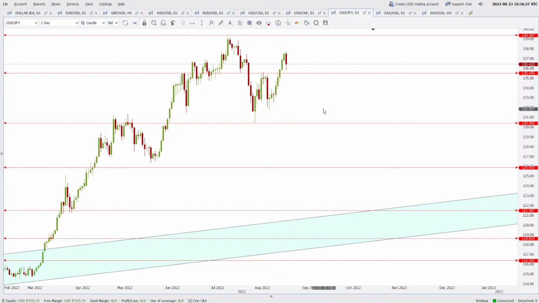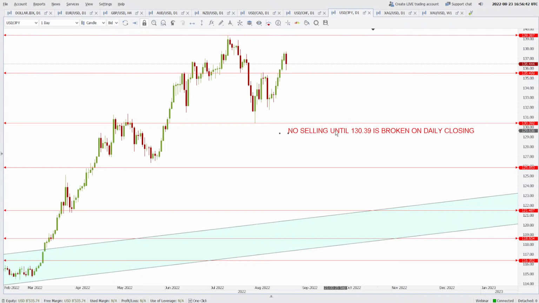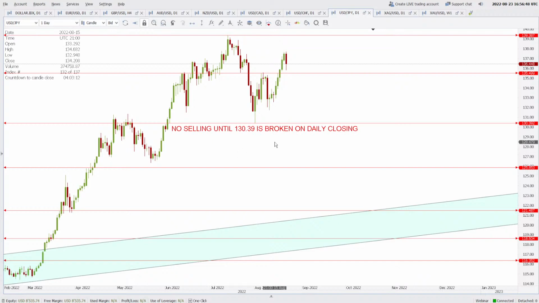No selling until 130.39 is broken on daily closing. So this is what my view is. I am keeping it below, because until it is broken, we are not going to say to sell this pair. So this is the thing.